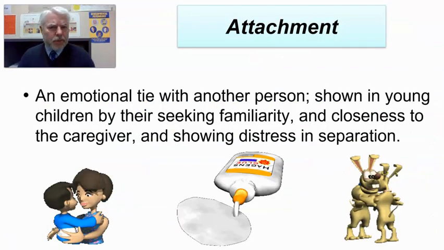So what is attachment? Attachment's an emotional tie that we develop with another person. It's demonstrated in young children with their seeking out familiarity and closeness to their caregivers. And they'll also show distress in separation. This is actually a normal part of human development, and when we're allowed to bond emotionally and attach to a primary caregiver, it gives us a sense of security about the world around us.